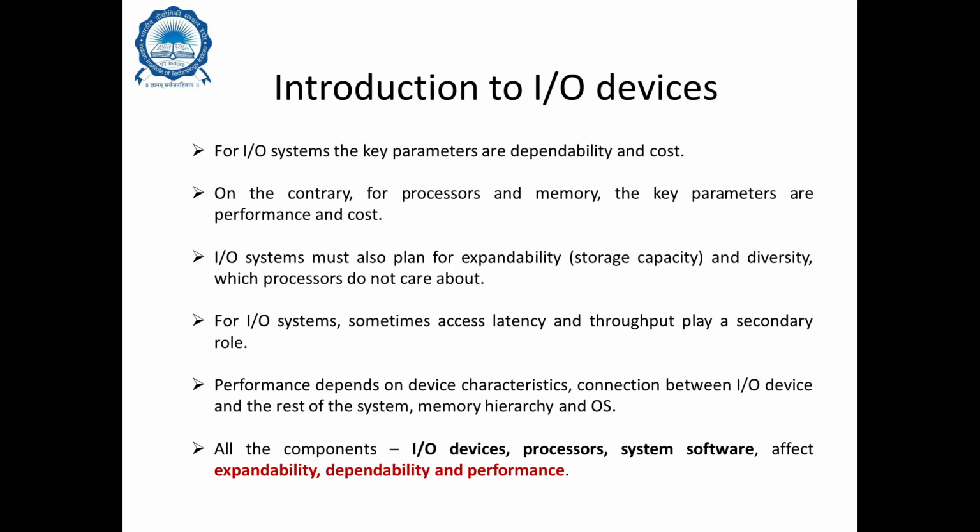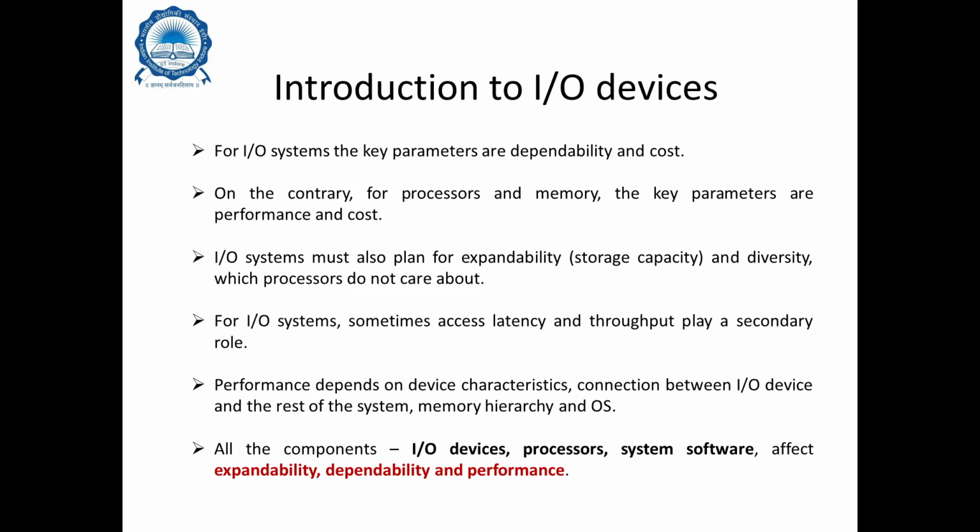For IO systems, sometimes access latency and throughput play a secondary role, because as I've just said, the most important parameters are dependability and cost, or expandability and diversity, not as much access latency and throughput. The performance aspect depends on the device characteristics, what type of device it is, the connection between the IO device and the rest of the system, how they are connected with each other, and the memory hierarchy and the operating system. That is also very important. So these all collectively play a role in deciding the performance of an IO device.